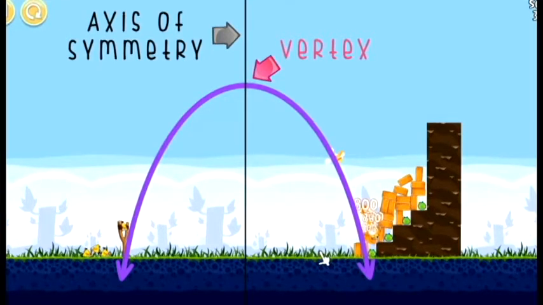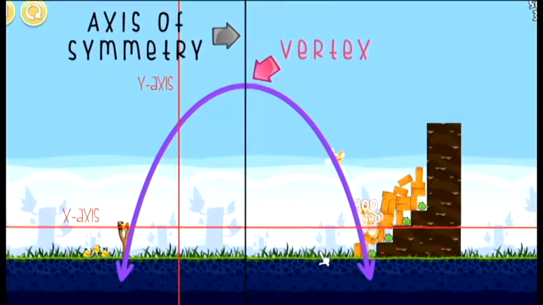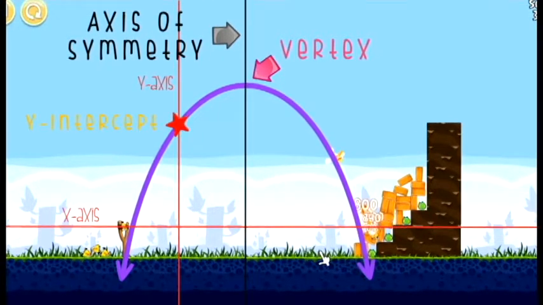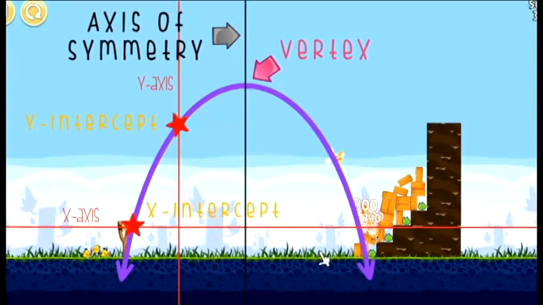The y-intercept is going to be where that parabolic curve crosses the y-axis, and your x-intercept is going to occur when the parabolic curve crosses the x-axis.